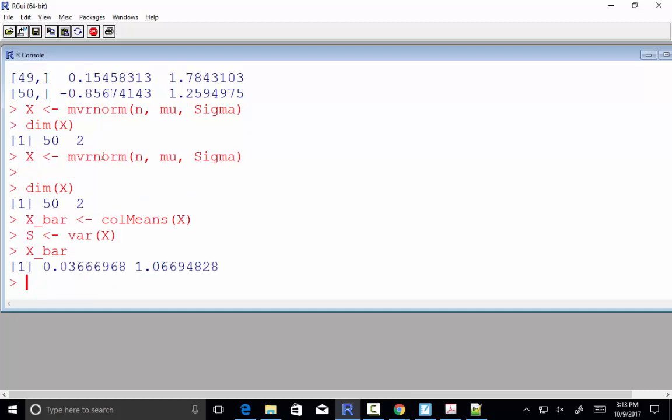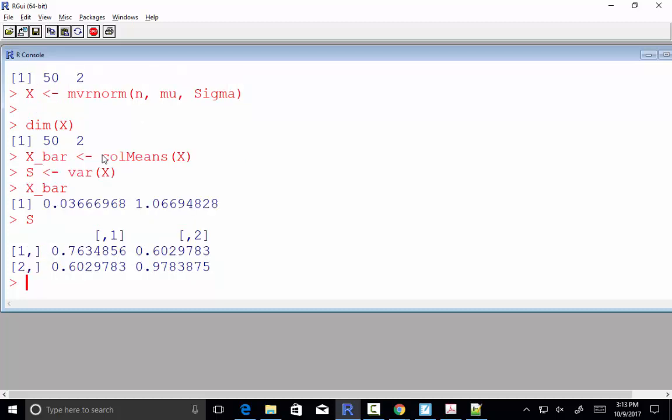So we have a sample mean of 0.037 and 1.07. The truth is 0, 1, but these are simulated data. It's a random sample from that population. And the sample covariance matrix is 0.76 as the variance of variable 1. 0.6 is the estimated covariance. And then 1 is the estimated variance of variable 2. Again, this is an estimate. Any statistic that you compute based on sample data is an estimate.